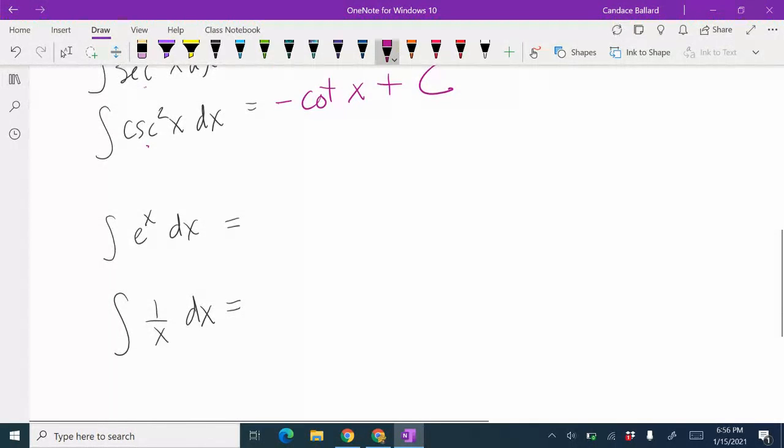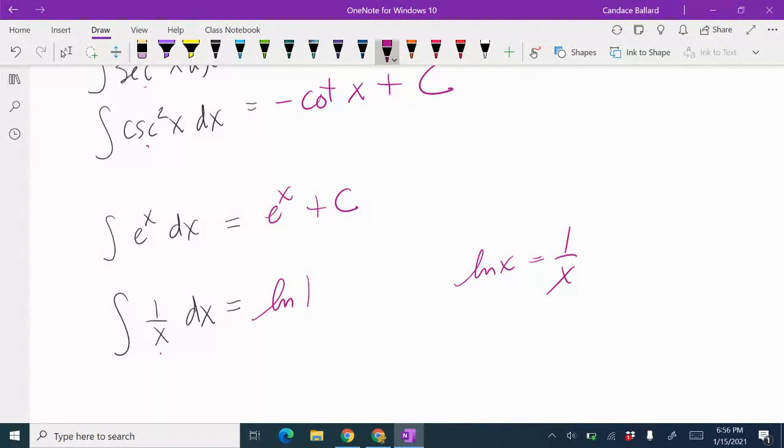All right, and then the other two that are probably going to pop up are e to the x and the natural log. The derivative of e to the x is e to the x. The integral of e to the x is e to the x. So that one's easy to remember. And then the derivative of the natural log of x we know is 1 over x. So if you see the integral of 1 over x, it's the natural log, technically, of the absolute value of x plus c.